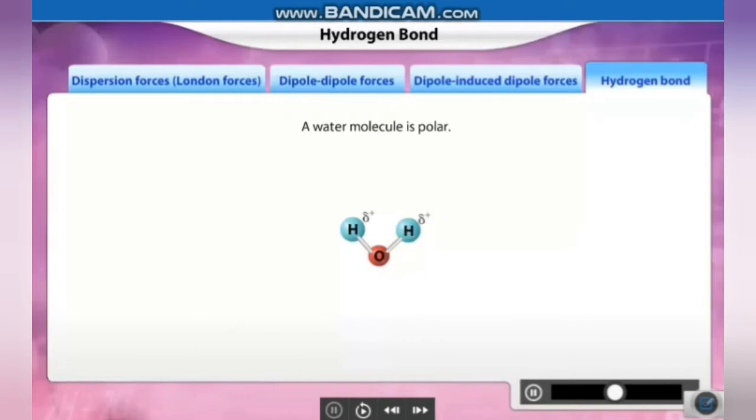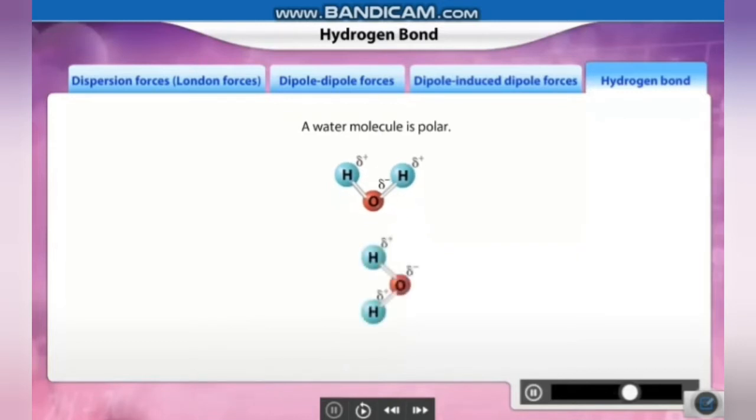A water molecule is polar in nature, so when another water molecule comes in contact with this, a bond is developed between the oxygen of one molecule and the hydrogen of another molecule. Thereby, there is a hydrogen bond formation between the two molecules. Such hydrogen bonds will be developed between other water molecules when they come in contact with each other. Such bond formation, we call a hydrogen bond.